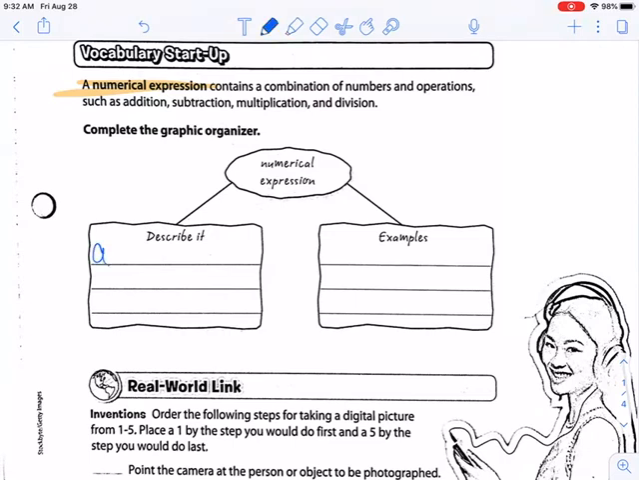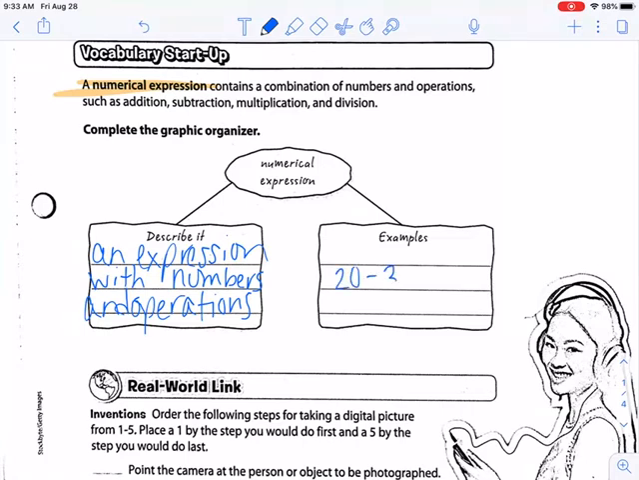I want you to write a few words down describing numerical expression. Okay, and my definition is an expression with numbers and operations. Notice it doesn't have an equal sign because that would be an equation then. You can still solve them. We don't have the equal sign. Numbers and operations. An example would be 20 minus 3, 4 divided by 2, and we're going to multiply that by 5, and this is again where order of operations comes into play.